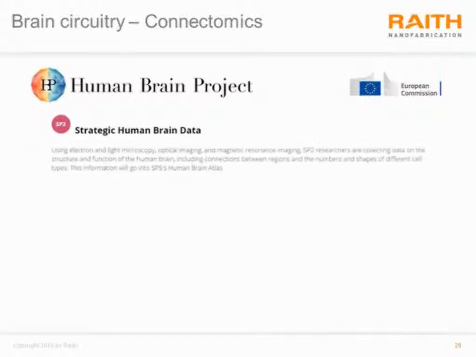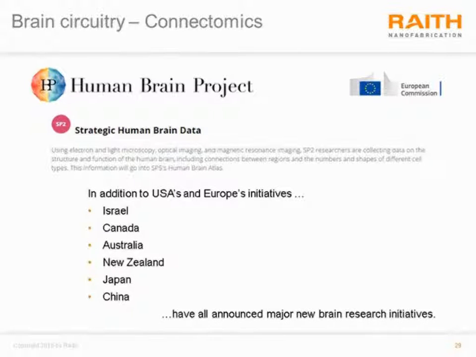As for the United States, the European Union has also launched the Human Brain Project, where one sub-program is to use electron and light microscopy to image the structure and determine the function of the human brain. So it's essentially the same goal. And in fact, several countries have launched major new brain research initiatives. Israel, Canada, Australia, New Zealand, Japan, and China have all recently announced major new brain research initiatives.